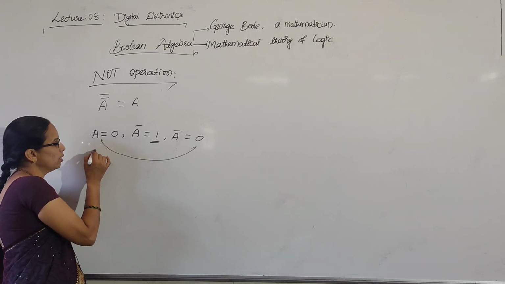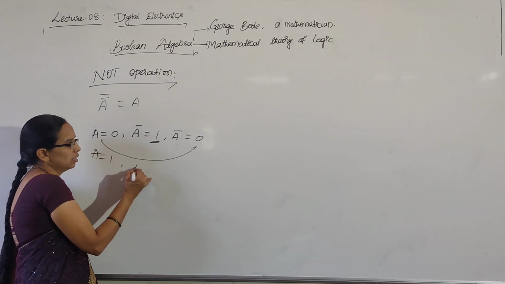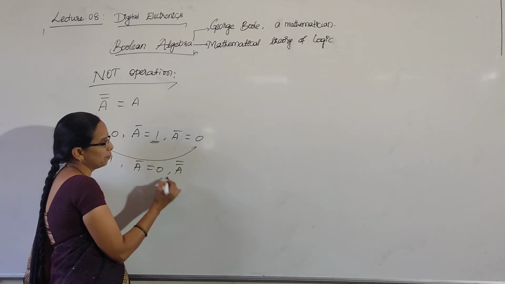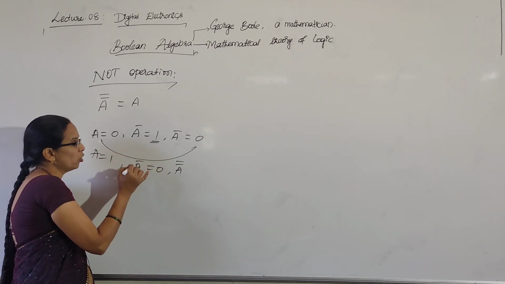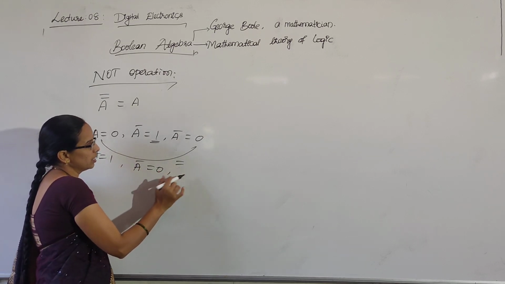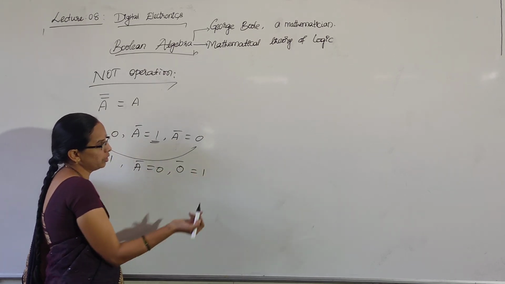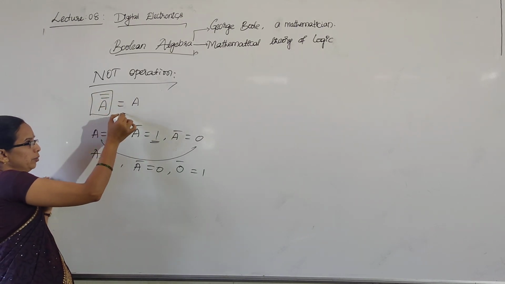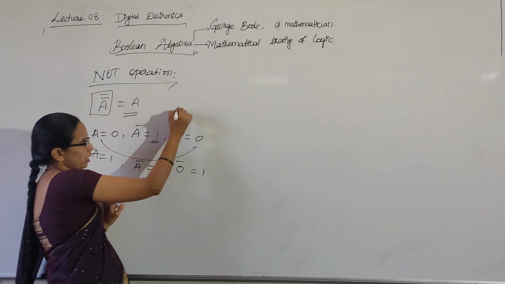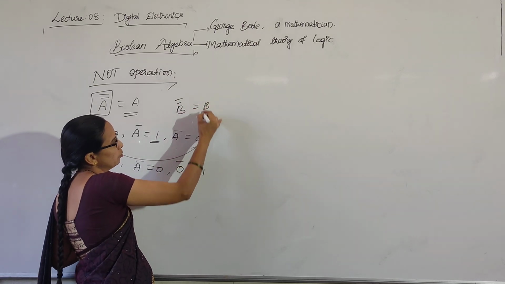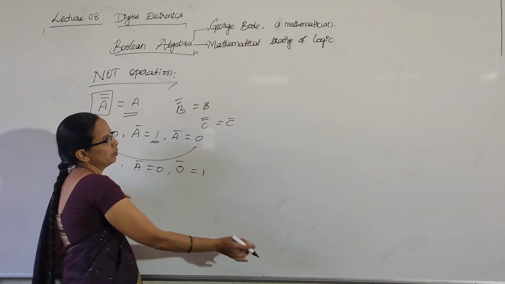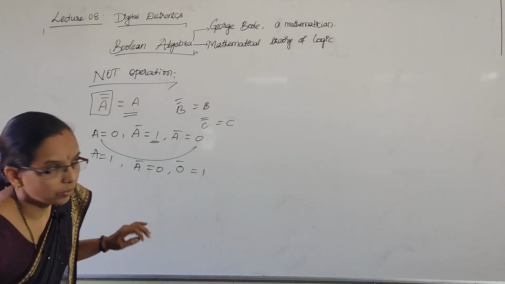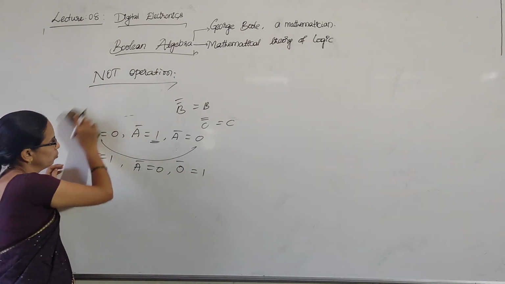If A is equal to 1, A complement will be 0. You take the complement one more time, the A double complement they are telling. A complement is 0, and again the complement of 0 will be 1. So A double complement will be A itself. For any variable, B double complement will be B only, and C double complement will be C only. Okay, that is the NOT operation.